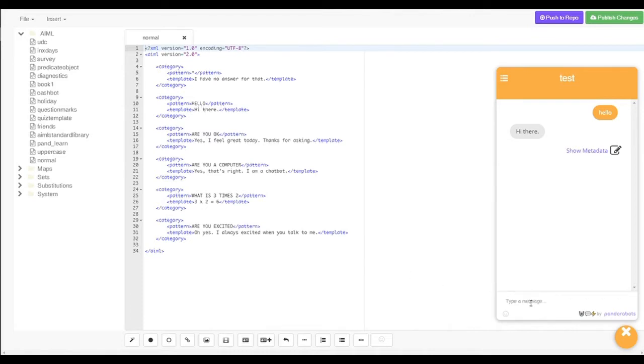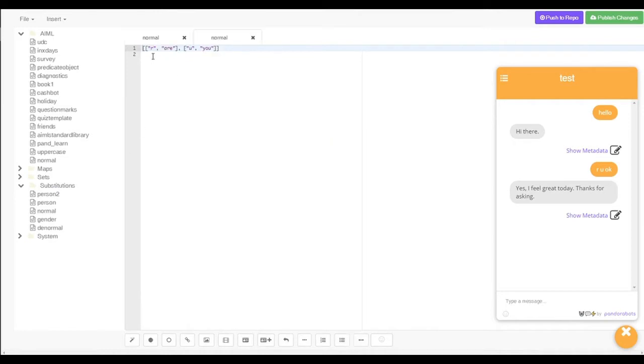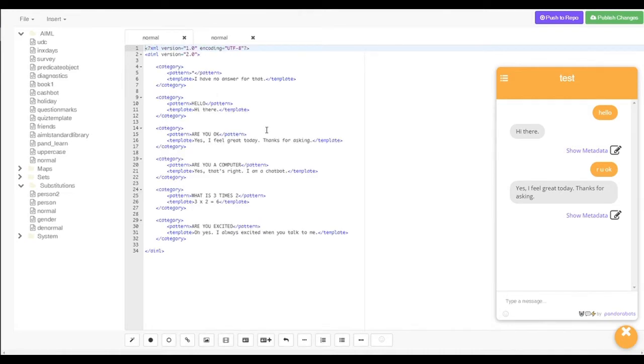Now, I've set up a few shortcuts as well in the normal file. If we say, are you okay? Yes, I feel great today, thanks for asking. Why is that? If we look at our normal file, even though we don't have a category that specifically says, are you okay, we have one here that's got it in full. And the reason is that anytime we say the letter U, we want it to go to the word U. So when we say, are you okay, it picks it up there.